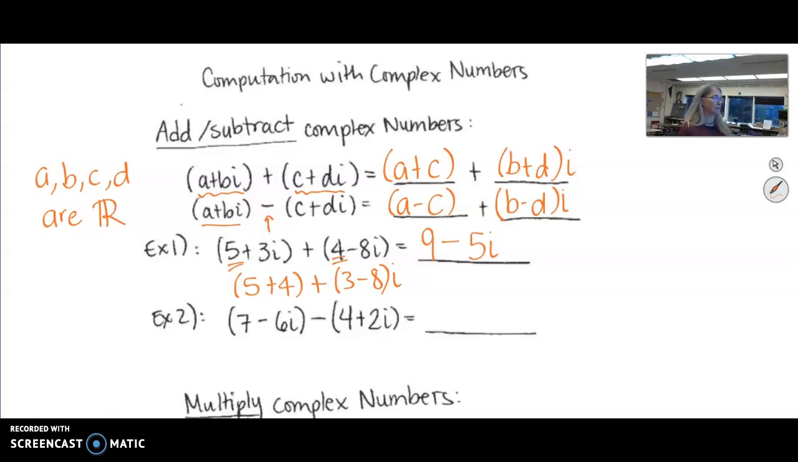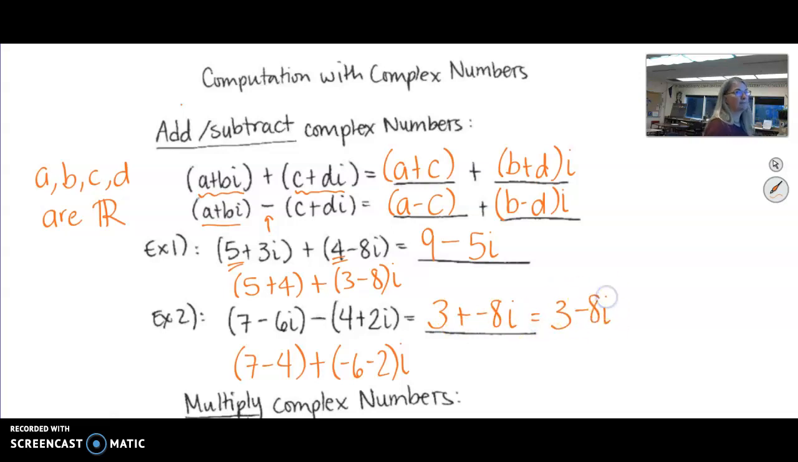All right, so for example 2, why don't you try it, see if you can get it right, and I will do it here in a second. All right, so we have 7 minus 4. You're going to subtract that part, and then plus I have negative 6 minus 2i. So 7 minus 4 is 3, and then I have plus negative 8i. I don't need to have the double sign there. I can just write 3 minus 8i.